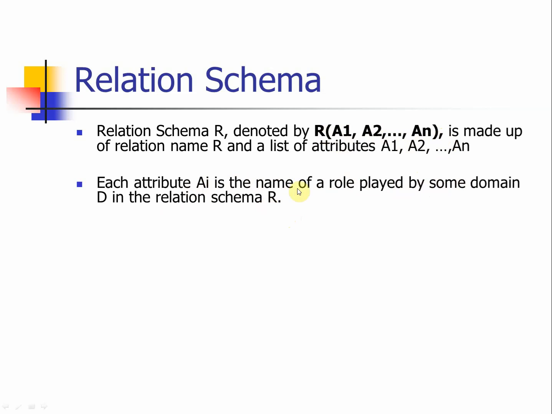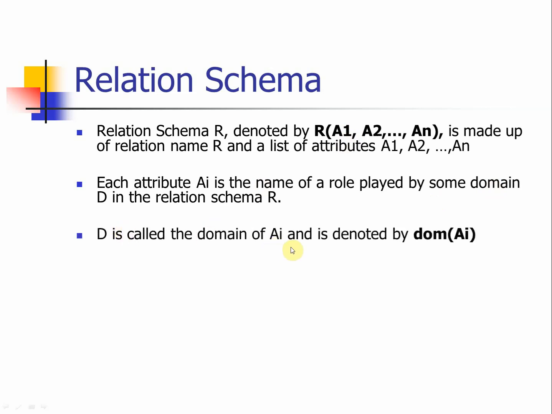What that's trying to say is that inside of the relation, there are multiple attributes. So for every single attribute that we are looking at, there is a domain that we want to define. What is a domain? A domain means the possible values that you can store in that attribute. D is called the domain of Ai, denoted by dom(Ai). So that's how we're going to present what the domain of each attribute is going to be.